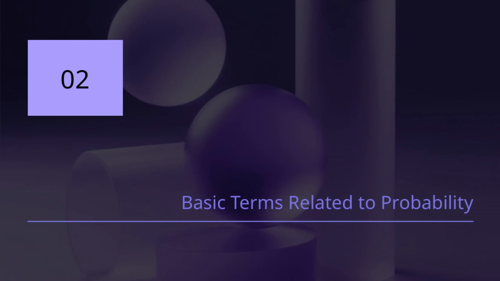Let's take a moment to go over some basic terms related to probability that will help us understand the concepts better. First, we have the idea of probability, which is simply a measure of how likely an event is to happen.